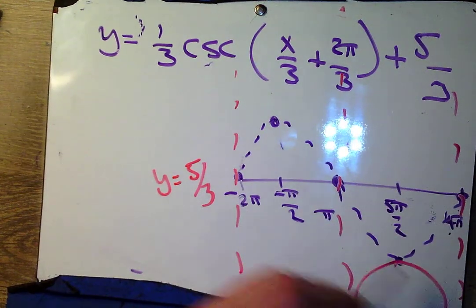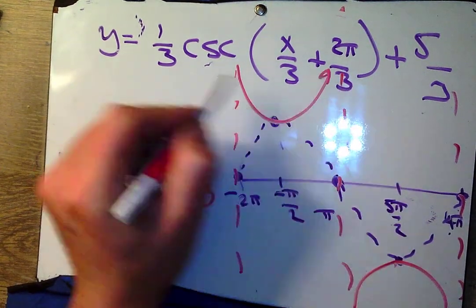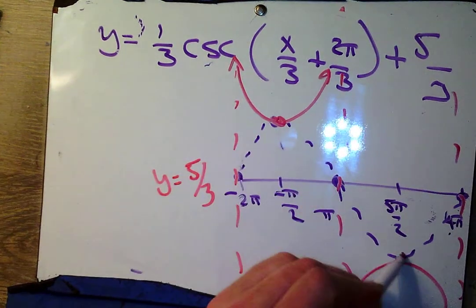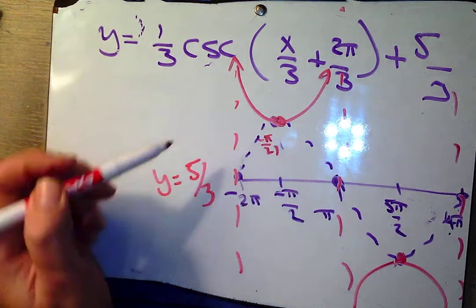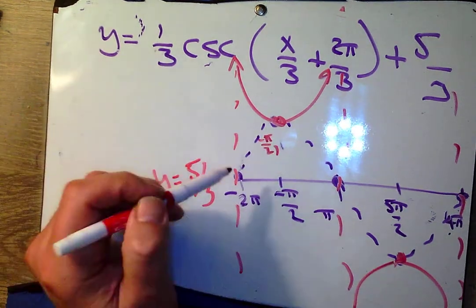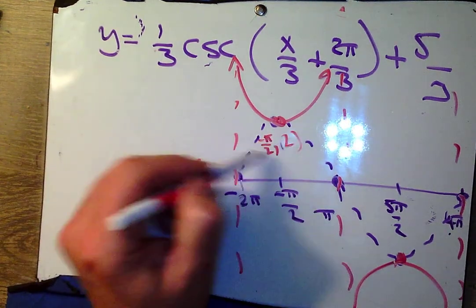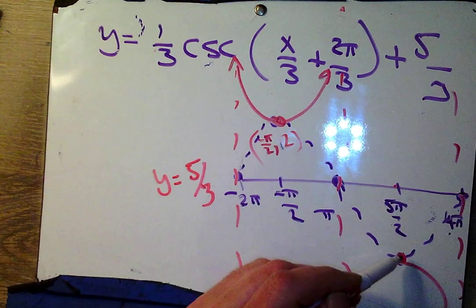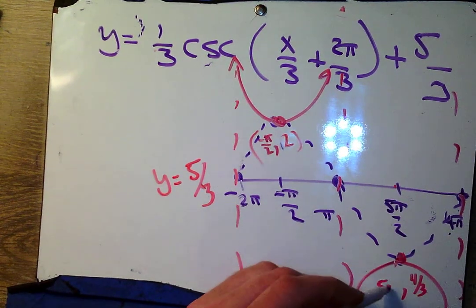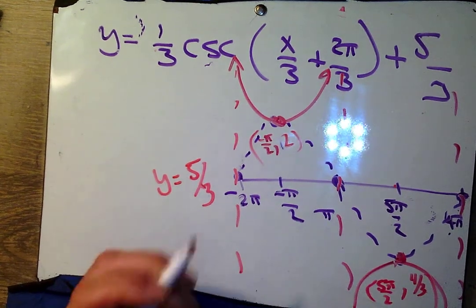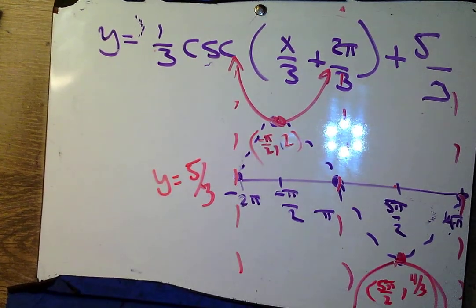Okay. I want you to please label these points. We know this is negative pi over 2, comma, 5/3 plus 1/3 is 6/3 or 2. 5/3 minus 1/3 will be 4/3. 5 pi over 2. And there's our graph of cosecant.